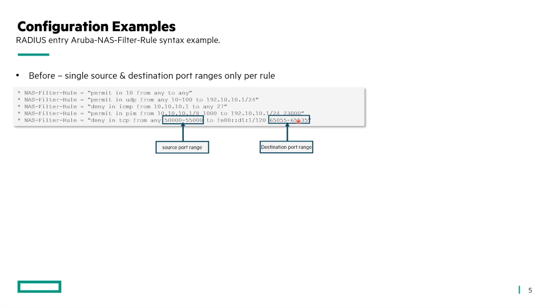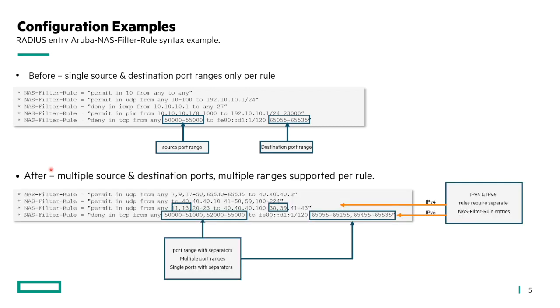If you wanted to have multiple port ranges for a source port as part of the rule, or multiple destination port ranges, you had to apply a separate NAS-Filter rule. So the step change after the enhancement is multiple source and destination ports, multiple ranges supported per rule, and this makes the whole process that much more efficient and flexible.